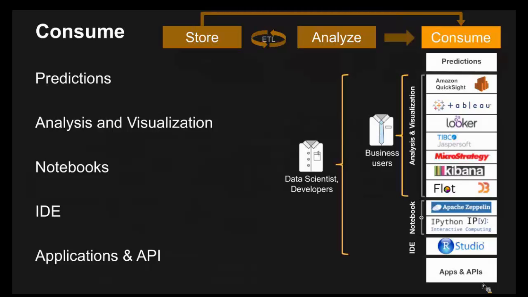Either you're dealing with data scientists and developers, or you're dealing with business users. Business users typically want to use something like Amazon QuickSight, which is fairly recent, that we shipped for doing visualization of your data and analysis of your data. Tableau, Looker, TIBCO, MicroStrategy are all fairly popular.